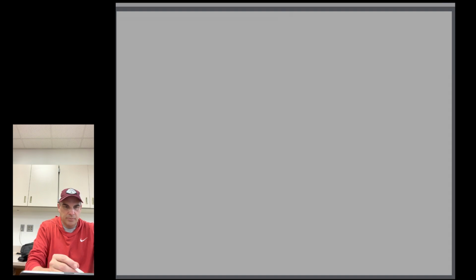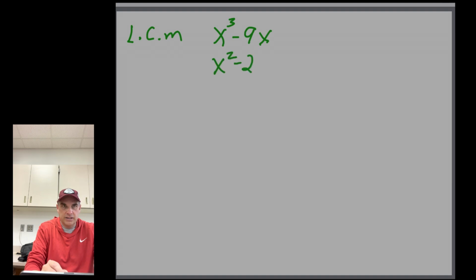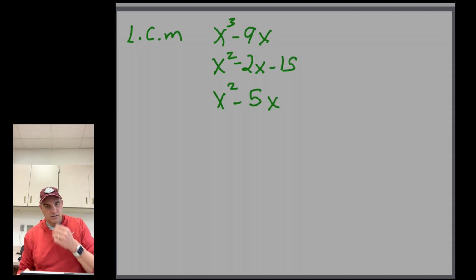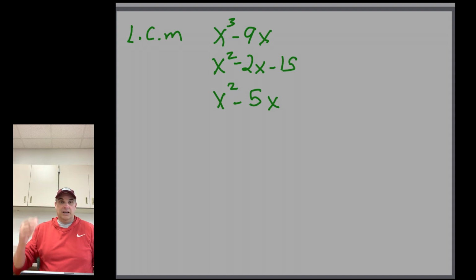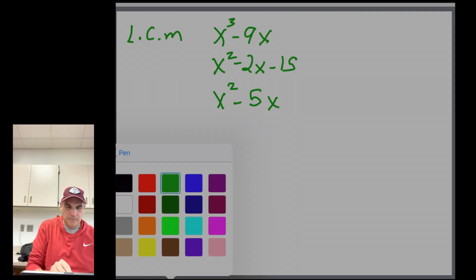Let's look at another example. Let's go ahead and find the least common multiple for x cubed minus 9x. That's our first one. Then our second one is x squared minus 2x minus 15. And this time we're going to have a third one, x squared minus 5x. Now, technically speaking, you could just say all of these are the common multiple, but then it doesn't become common and you run into issues. So we're going to go ahead and factor these.